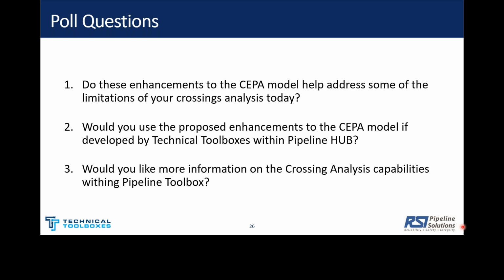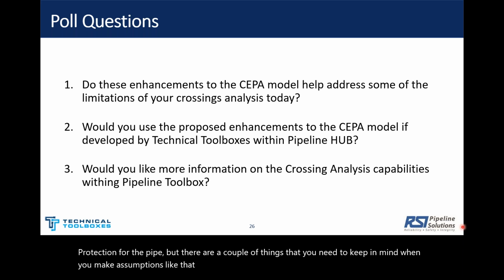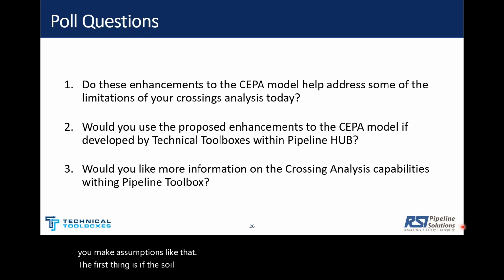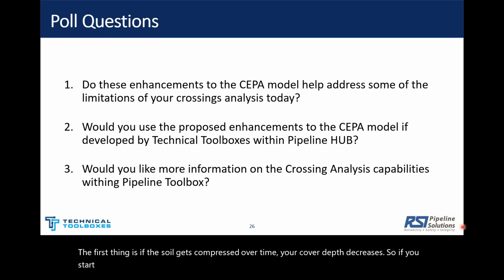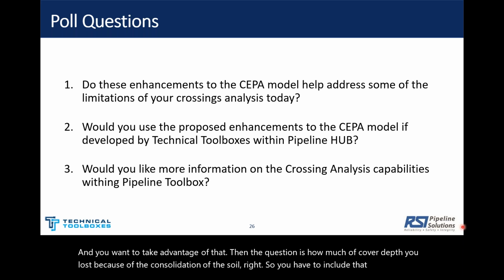Well, that's a bit tricky. The answer is yes. If you have consolidated soil, it provides more protection for the pipe. But there are a couple of things that you need to keep in mind when you make assumptions like that. The first thing is, if the soil gets compressed over time, your cover depth decreases. So if you start with a cover depth of 3 feet, and you're assuming that your soil gets more compacted and you want to take advantage of that, then the question is how much cover depth you lost because of the consolidation of the soil, right? So you have to include that in your calculations.